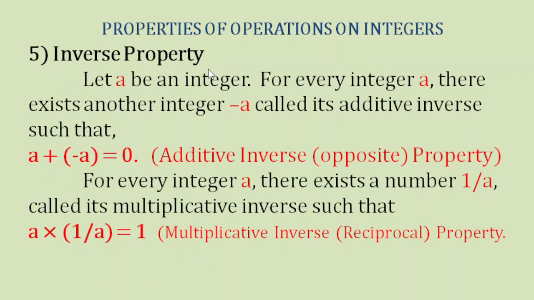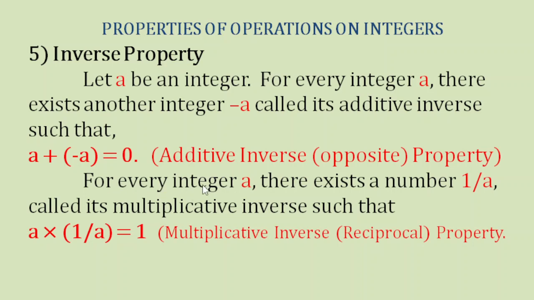Now let's talk about inverse property. If a is an integer, then for every integer a, there exists another integer, negative a, called its additive inverse, such that a plus negative a equals 0. This is what we call the additive inverse property.